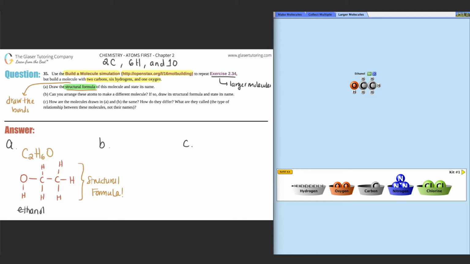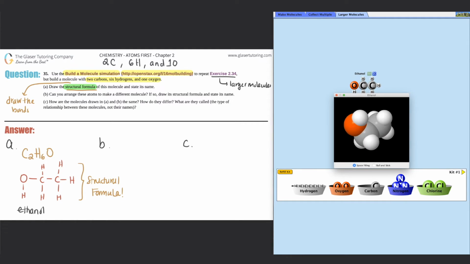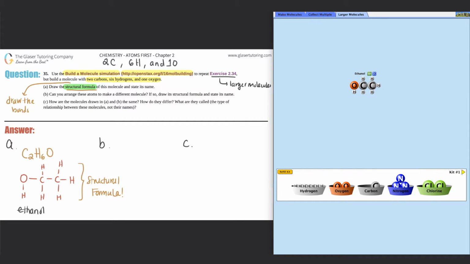Now, if you guys wanted to really know how to find the structural formula, you can click the 3D right next to the word ethanol. This is the space filling, and the ball and stick will tell you what it looks like. Do you see here how we have these single bonds with the carbons, the oxygens, and the hydrogens? They're all single bonds. So that's good. But letter A is all done.